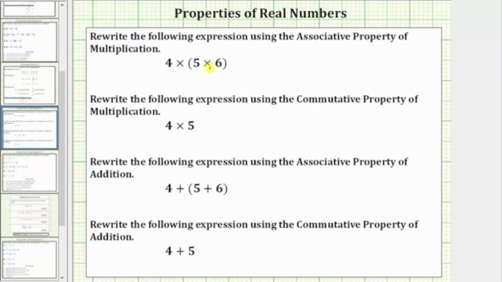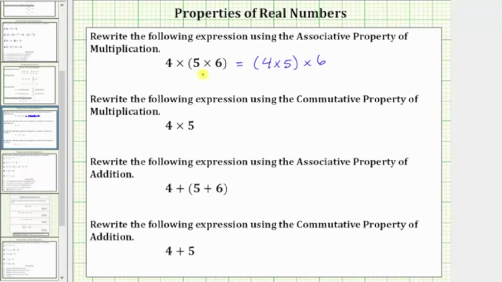Notice in the given product, we have parentheses or grouping symbols around the 5 times 6. Applying the associative property of multiplication, this is equal to the quantity 4 times 5 times 6. Notice here, we have grouping symbols or parentheses around the product 4 times 5.